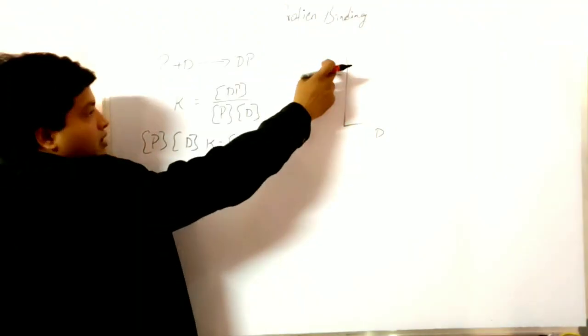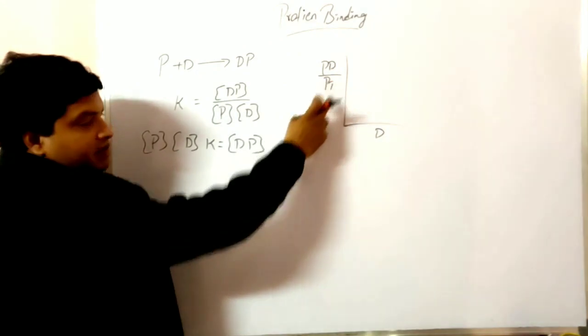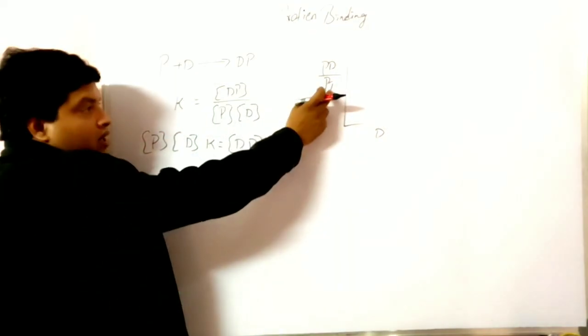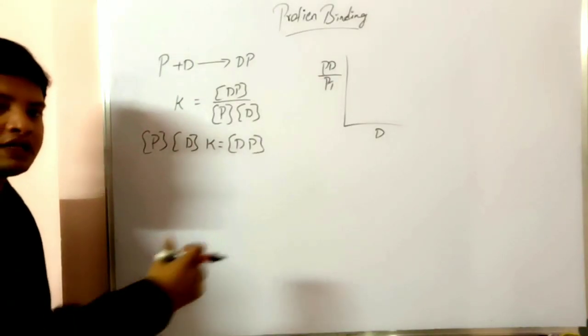Now see what I want. I want the fraction, but total protein is not there. This PT means total protein. Here I want PT, where PT means total protein. Total protein is not there here, so I want to incorporate the total protein here.